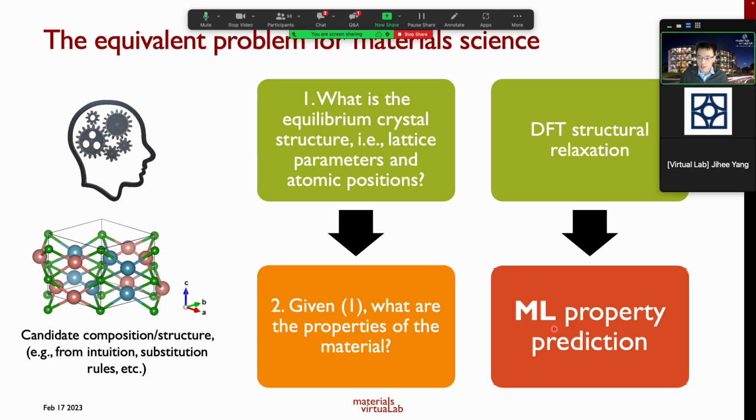I'm going to first talk about this, but in the second half of my talk, I'm actually going to talk about this very, very critical step. In other words, how do you actually get the equilibrium structure in the first place if you do not have that DFT relaxed structure?